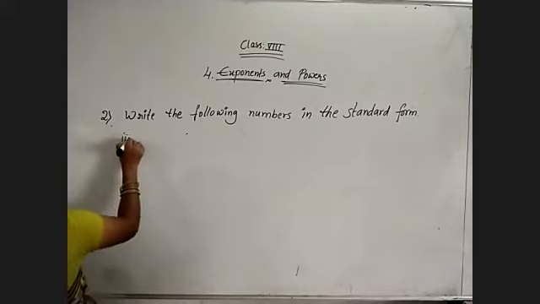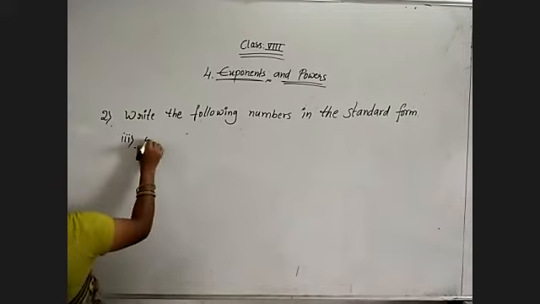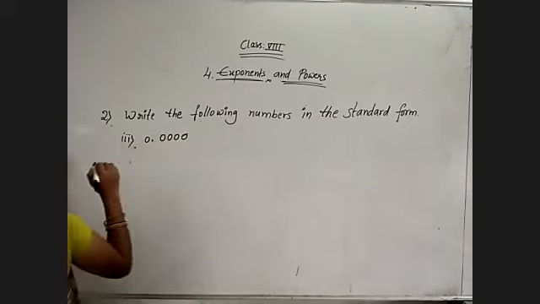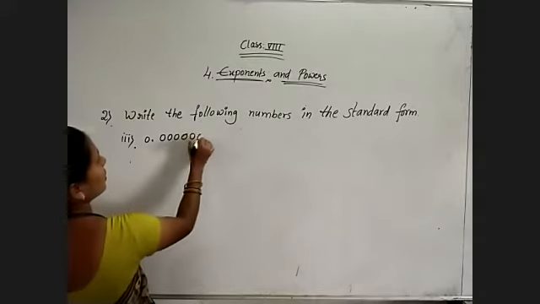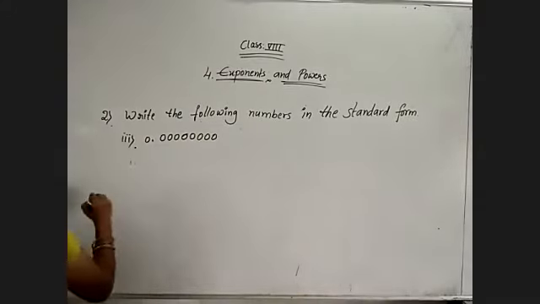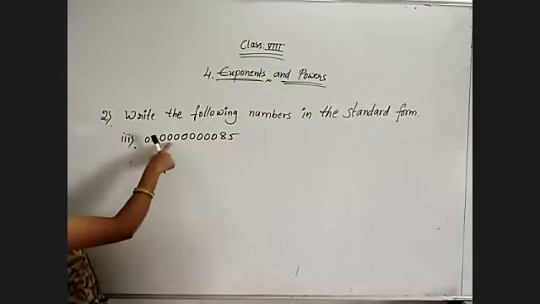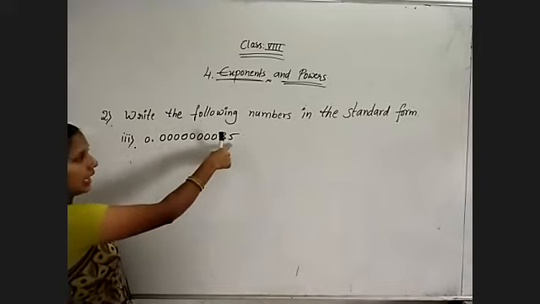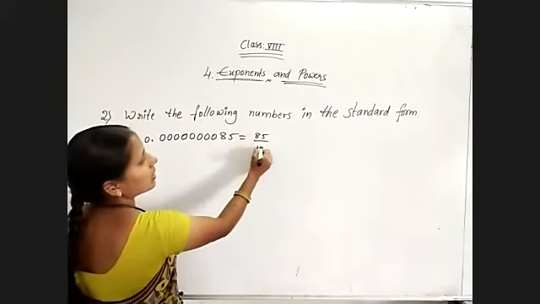And the third problem is given: 0.00004 85. Count the zeros: 1, 2, 3, 4, 5, 6, 7, 8 zeros, and then 85 is given. This is the number, with a total of 10 decimal digits. So it is 85 by 10 to the power of 10.